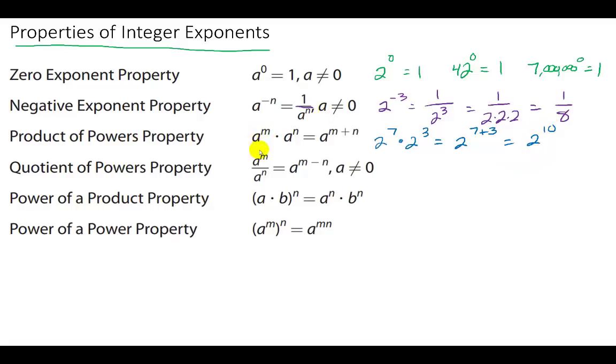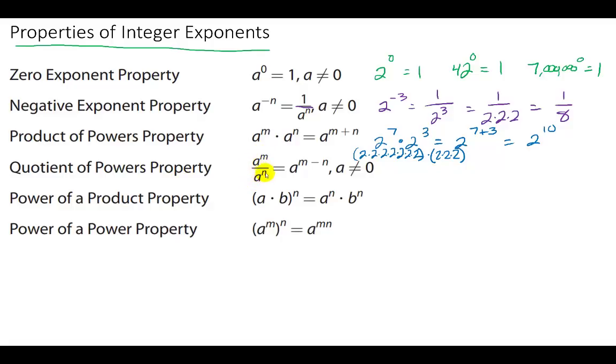And that's because we have 2 seven times, so it's 1, 2, 3, 4, 5, 6, 7. Those 2's are being multiplied by 3 more 2's. 2 times 2 times 2. So then, instead of writing out all of that, you just count it up. We have 2 how many times? 1, 2, 3, 4, 5, 6, 7, 8, 9, 10. 2 ten times.